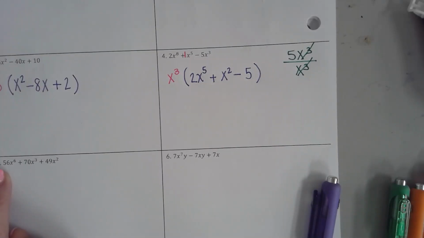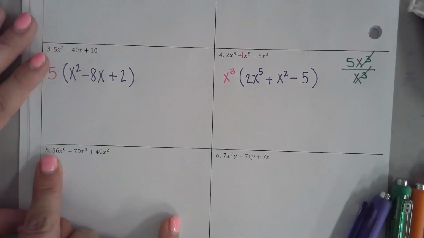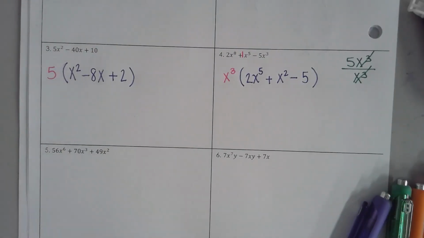All right, number 5. Ooh, we got some big numbers. 56, 70, and 49. So my first thought is, all right, well, it can't be 2 because 49 is odd. What are the only numbers that go into 49? 7, and then 1 and 49. So if there's going to be a GCF, the only thing it really could be is 7. So let's just see if it's 7.